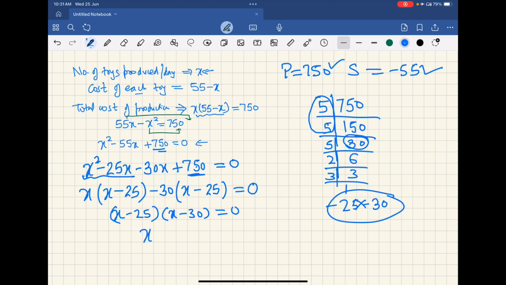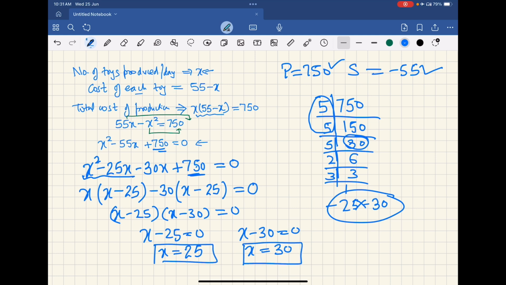So either x minus 25 is 0, because we are using the zero product rule, or x minus 30 equals 0. So from here we get x equals 25, and from here x equals 30. Both could be our answers. Either x is 25 or x is 30. If x is 25, the cost of each toy would be 30 rupees, and if x is 30, the cost of each toy would be 25 rupees. So both are possible answers.